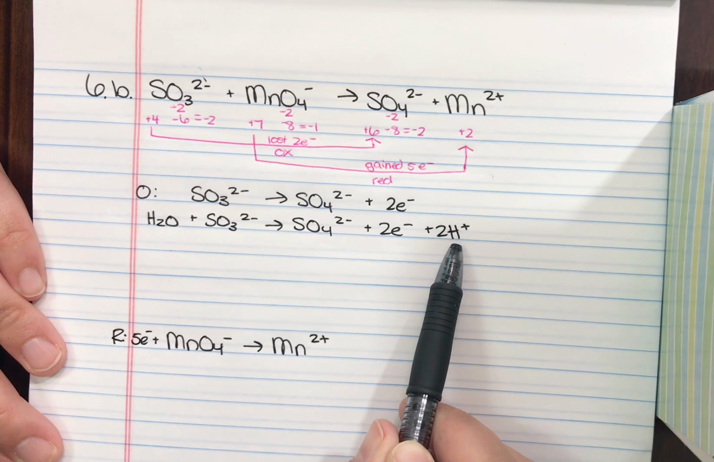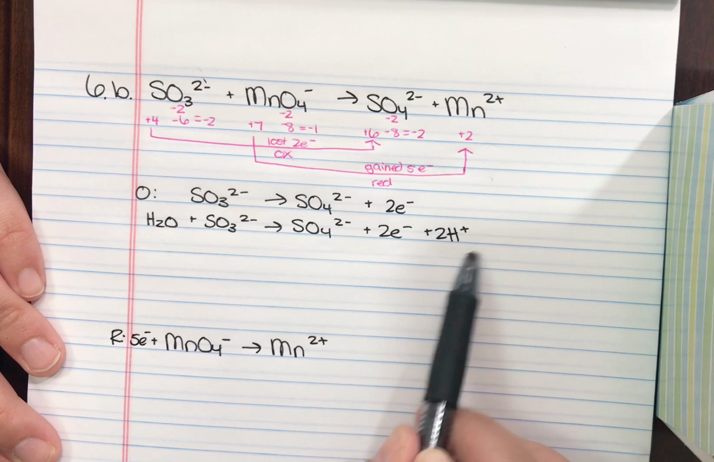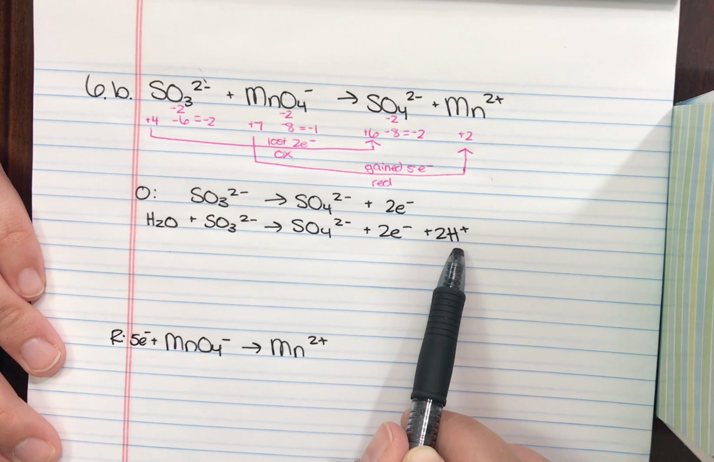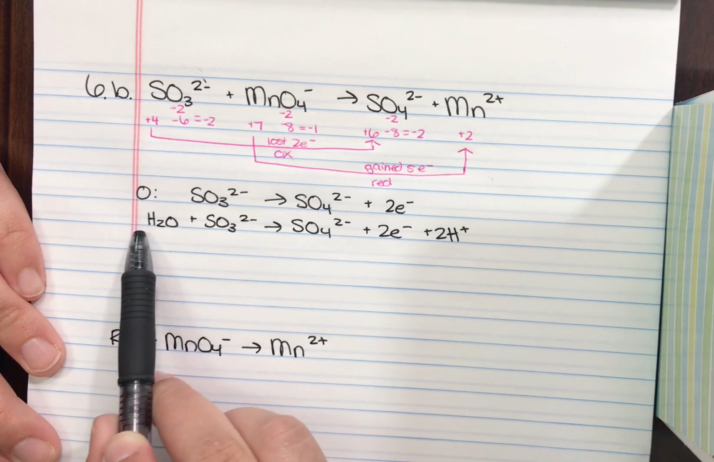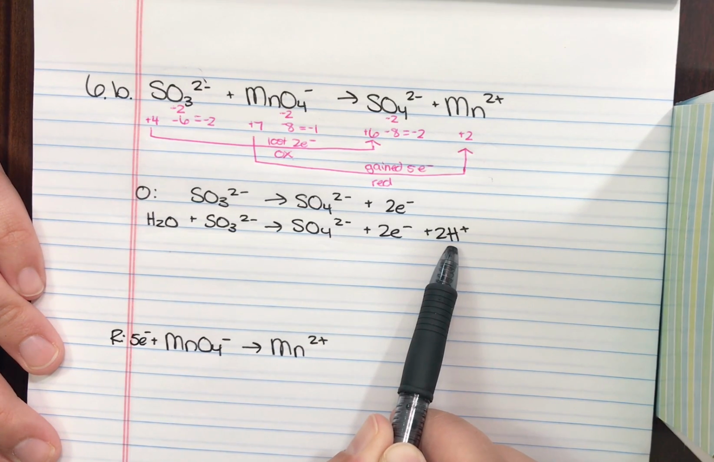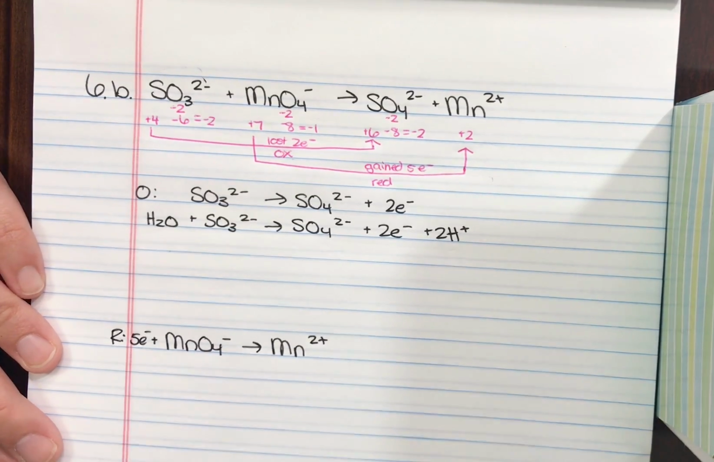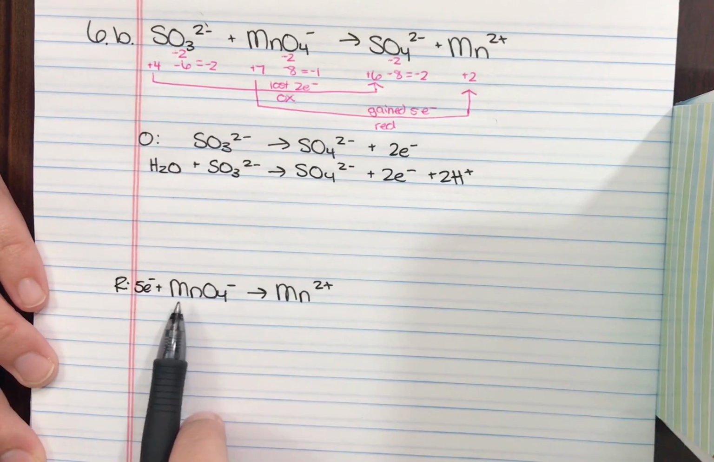If we were doing this in a base, we would have to get rid of H+'s and neutralize it with OH. Well, thankfully, this isn't an acid, so we don't need to worry about that. So this should be balanced by mass. That is step number 3. So let me do step number 3 down here. Also balance this guy by mass.